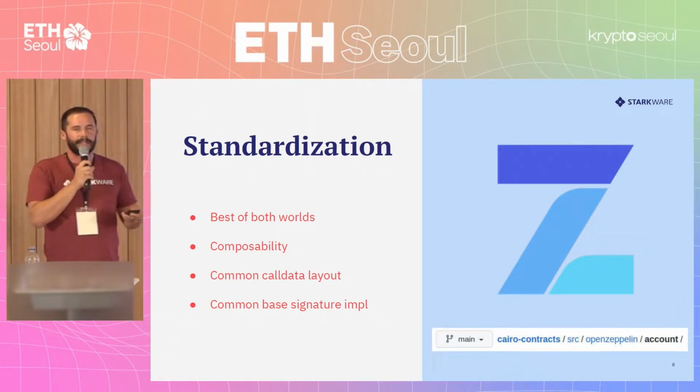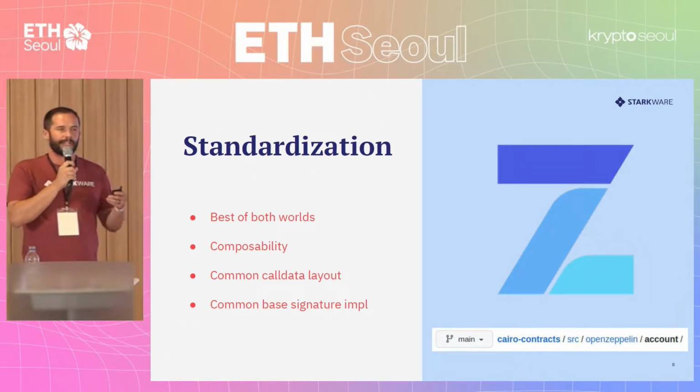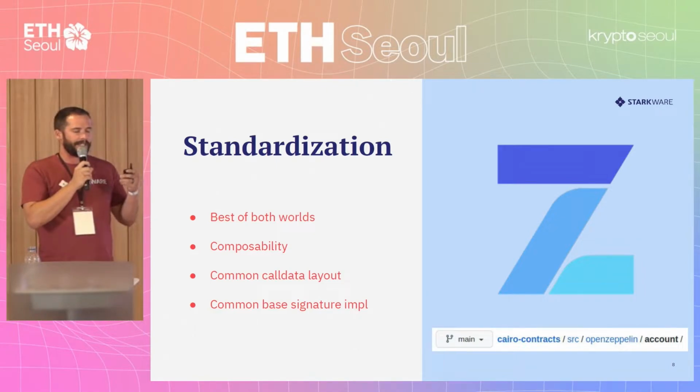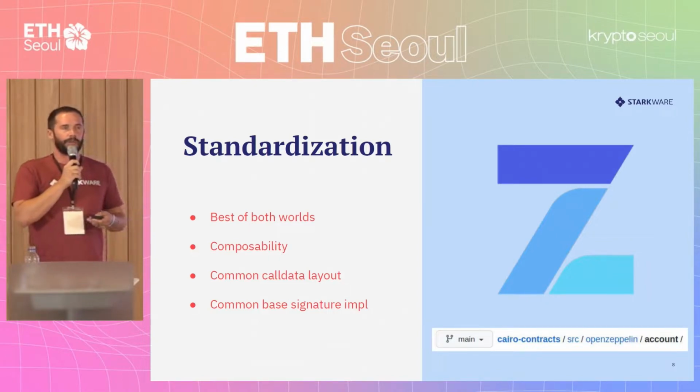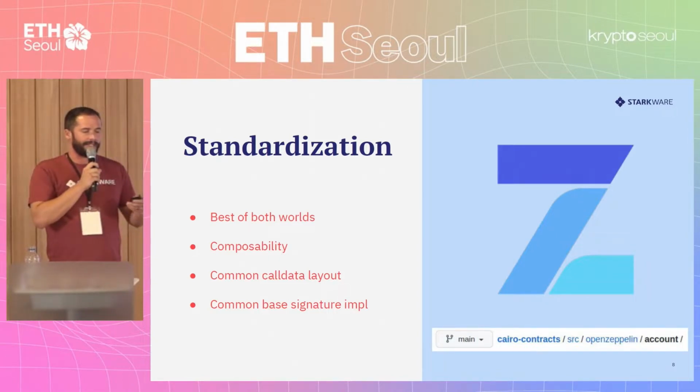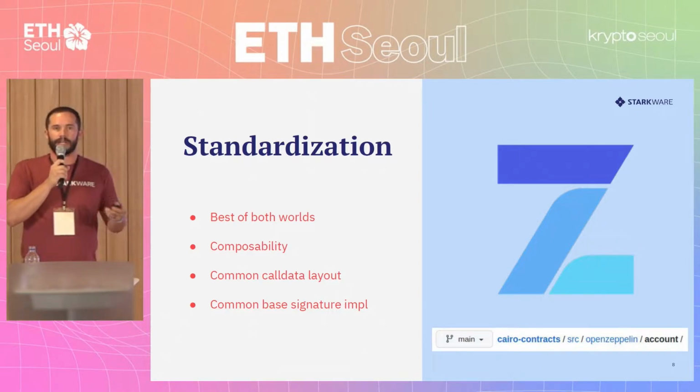But why do we need standardization? Because with all of this flexibility, basically, there needs to be some set of accounts that we all know that we're using. Some set of call data layout that we know that we're passing. Some sort of base signature implementation that we know we're signing with.